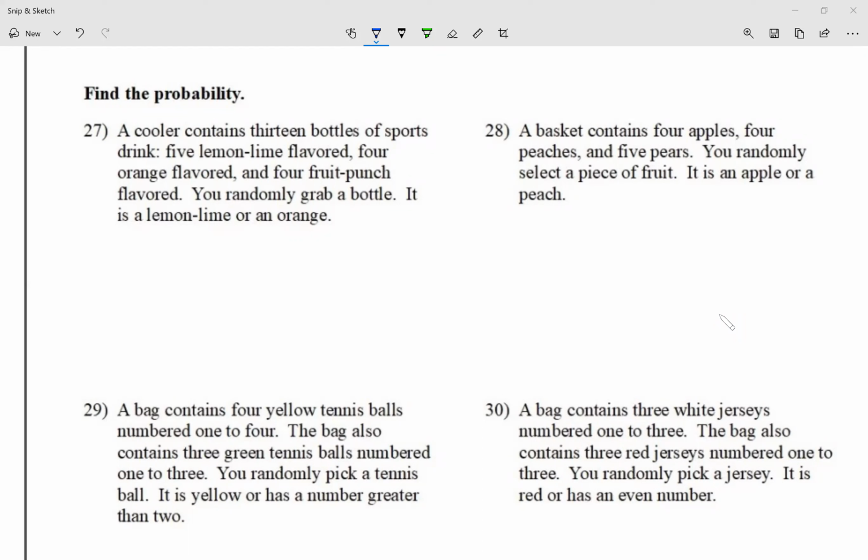Okay, so the probability of playing basketball and the probability of winning, right? They can both happen at the same time, so that's not mutually exclusive. So let's take a look.